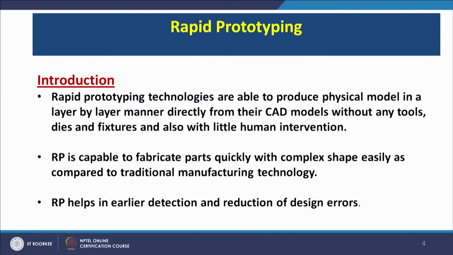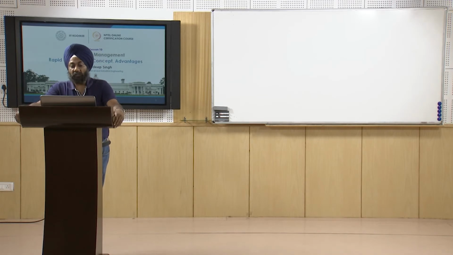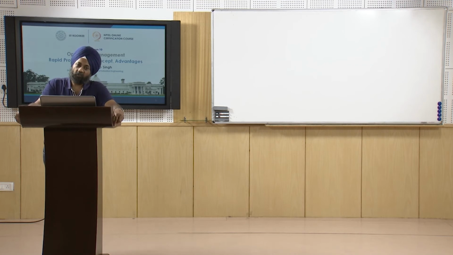Now you can see what the output is. The output is a physical model of the product. How is it made? It is made in a layer by layer manner. From where do we get the information? From the CAD models, without any tools, dies and fixtures, and also with little human intervention. So these processes can be fully automatic, and human intervention is minimum.